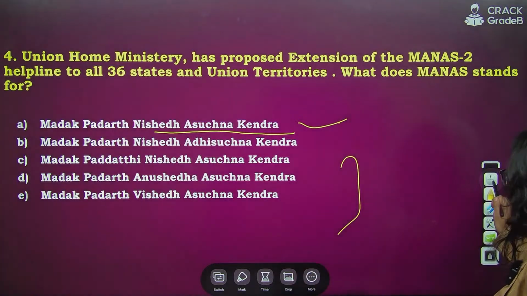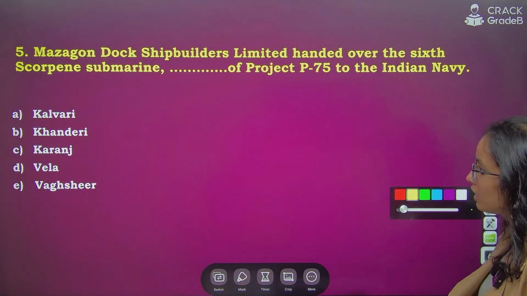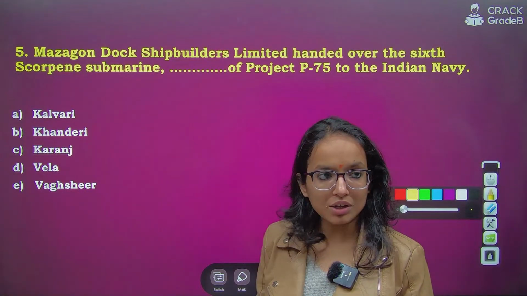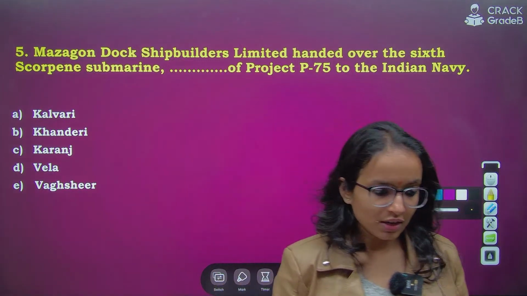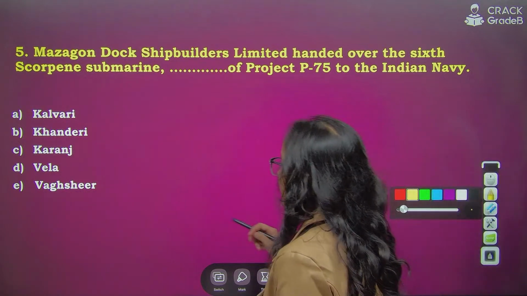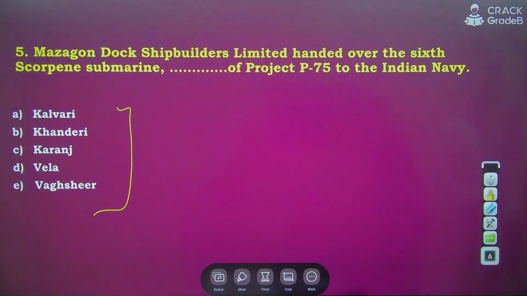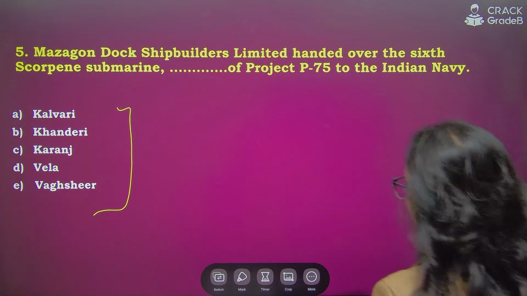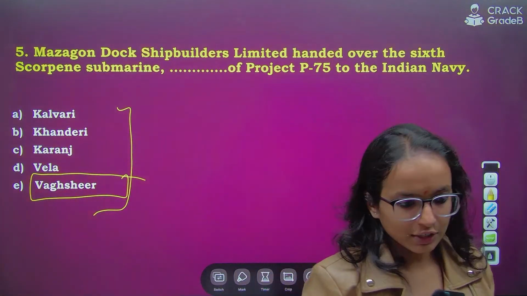Well done. Next question. Mazgaon Dock Shipbuilders Limited has recently handed over the 6th Scorpion class or Kalvari class submarine to Indian Navy. Tell me the name of the 6th such naval vessel. Which one is the 6th one in the series? Very good. Vagsheer, right? 6th one is the Vagsheer. E is the correct option.